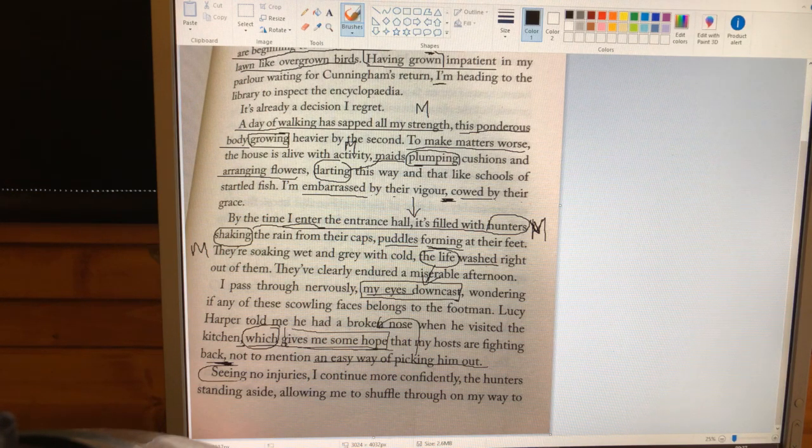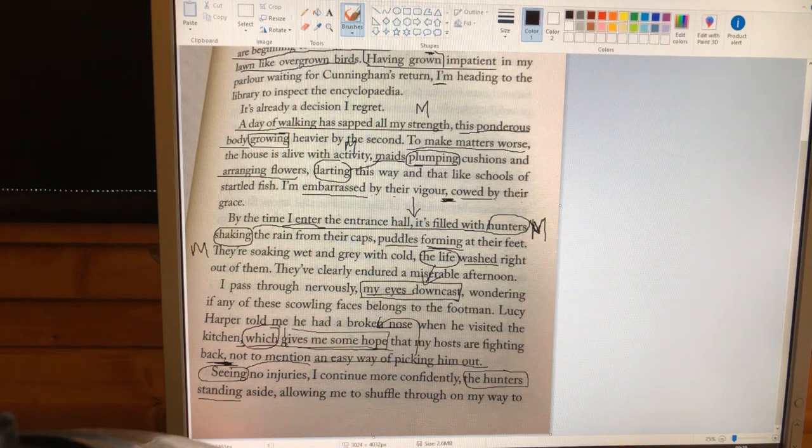Well, the seeing is describing the I. It's a regular participle where you start with participle phrase, comma, main clause. I continue more confidently, comma, the hunters standing aside. So the writer has decided to give us yet another absolute phrase. The hunters, noun, standing, participle. It doesn't say the hunters are standing or the hunters were standing. It's just the hunters standing aside. So this is another example of an absolute phrase interrupting the other part of the sentence, the main clause, because we can read, I continue more confidently, allowing me to shuffle through on my way.